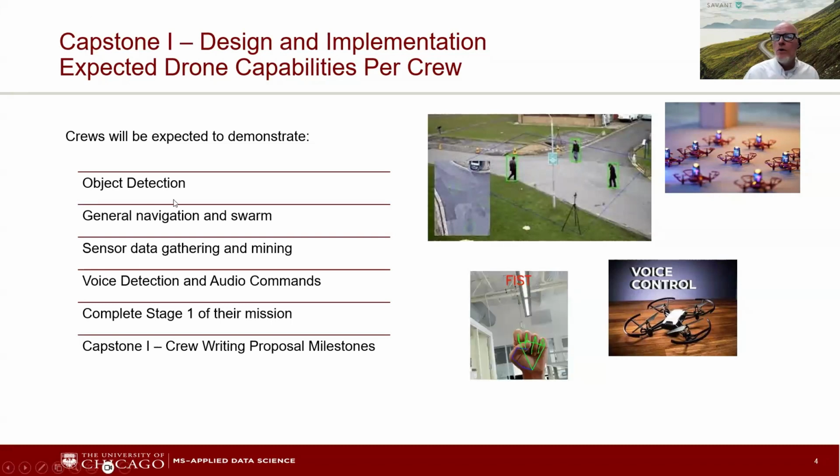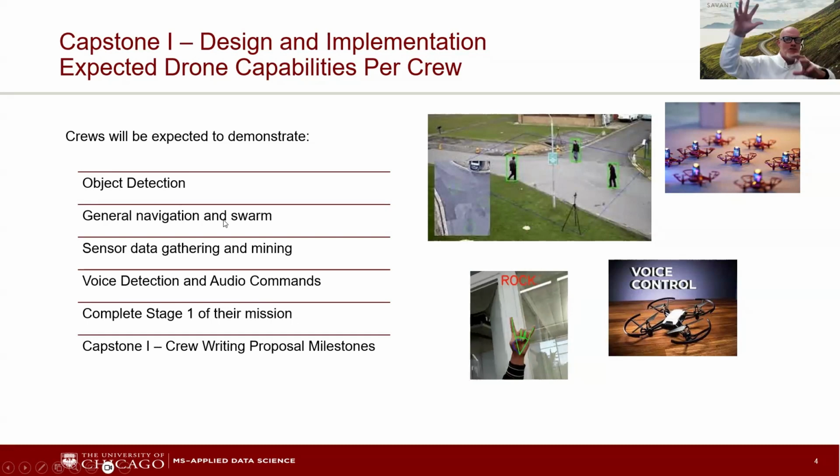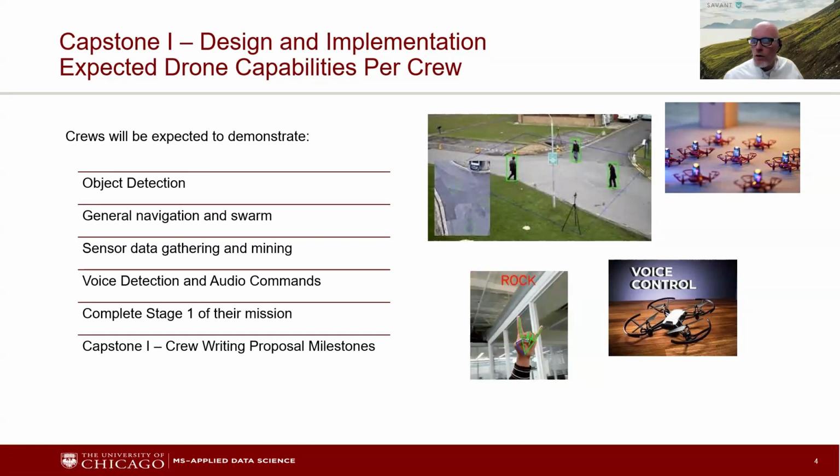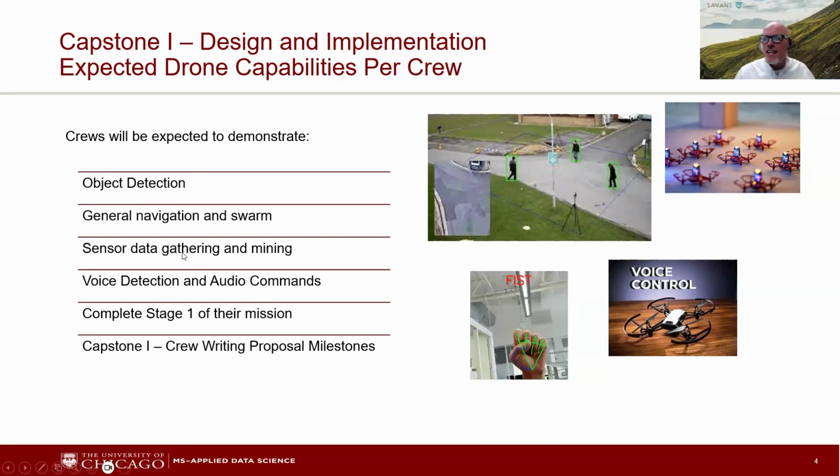Okay, so in our capstone one, we expect our students to be very in control of object detection, being able to do swarm and navigation. That's where we have many drones flying together or robots, to know sensor data, to do voice and audio detection, to complete a stage one mission, and to write a publishable quality paper that they can get published in arXiv or some professional journal of some kind.